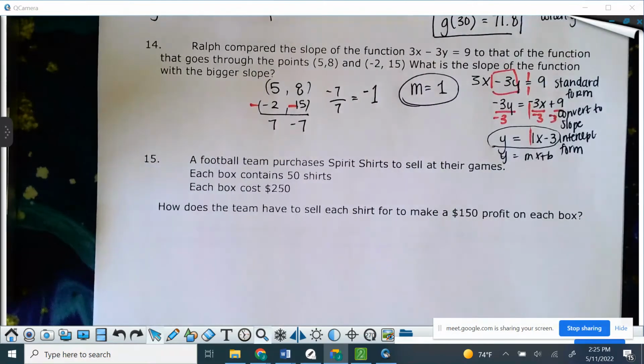If it's discussing steepness, so how fast it is increasing or decreasing, they would be the same. One is just positive and one is negative. So one is increasing, one is decreasing. But their steepness would be the same, just in opposite directions.